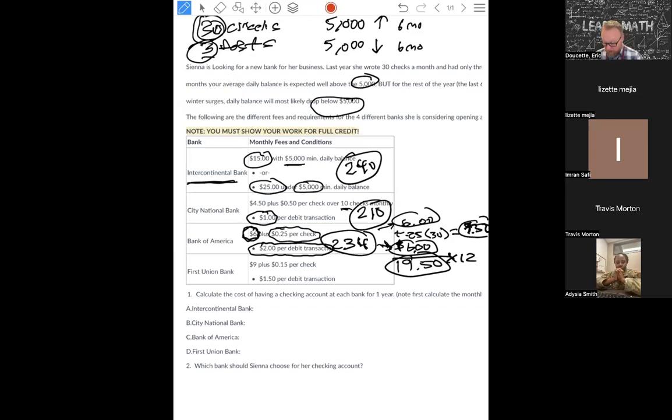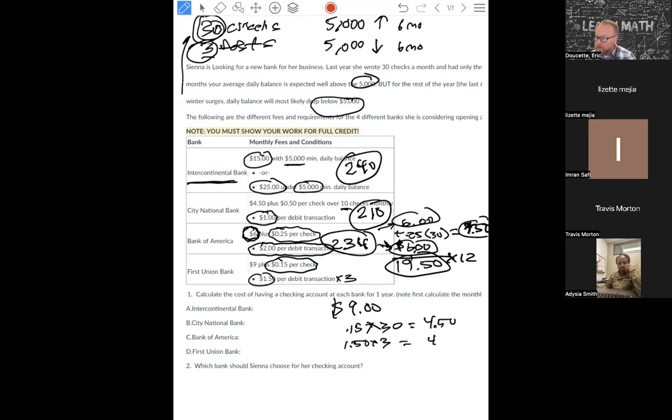Yes, that is the correct amount. So I'll just do it right down here so you can see. So $9 flat fee for the account, right? And then 15 cents for every check. So it's going to be 0.15 times 30 because there's 30 checks. That's what we talked about in the conditions at the very beginning. So that equals $4.50. Then $1.50 for every transaction. She did 3 transactions, so that would be $1.50 times 3, which also equals $4.50. So if you add all those up, $9 plus $4.50 plus $4.50, really it's $18. That's her monthly. Then you multiply that by 12, it comes out to 216.